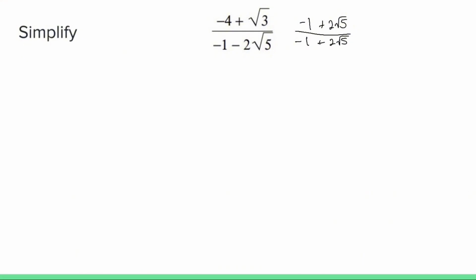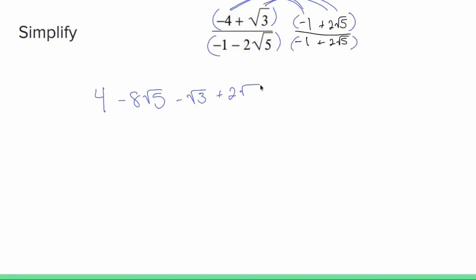Okay, now I'm going to go the extra mile and show us exactly what that looks like. This is a FOIL problem, right? And this is a FOIL problem. All right, so up here, -4 times -1 is +4. -4 times 2 root 5 is -8 root 5. Root 3 times -1 is -root 3. And then 2 root 15. Okay, up here, nothing simplifies, you can't do anything, the numerator is okay.